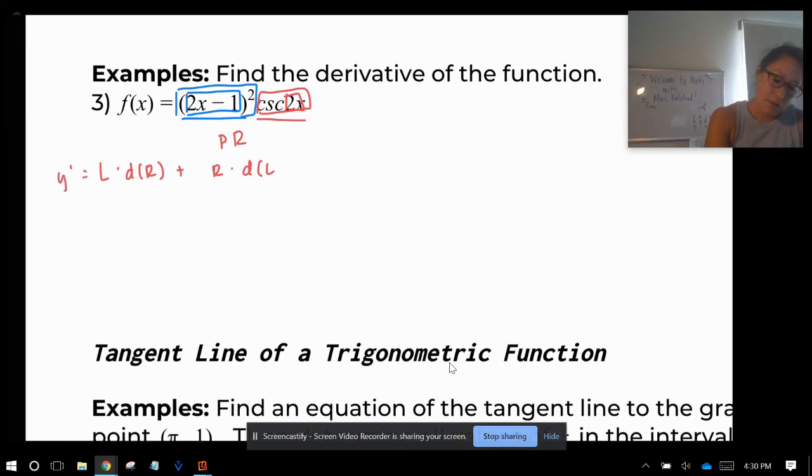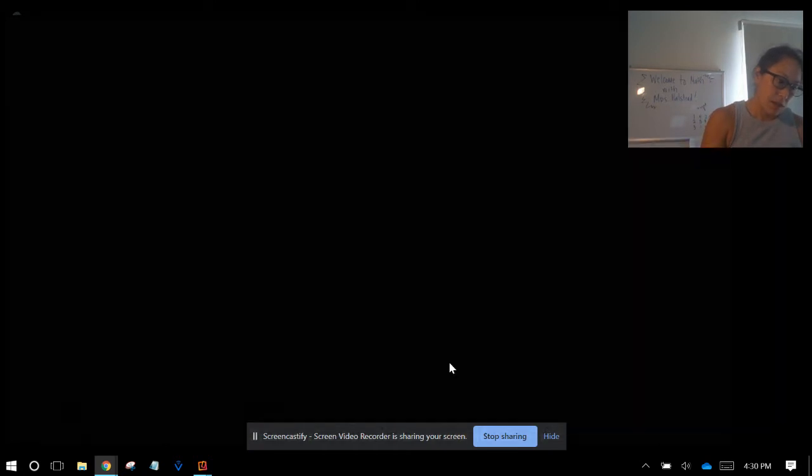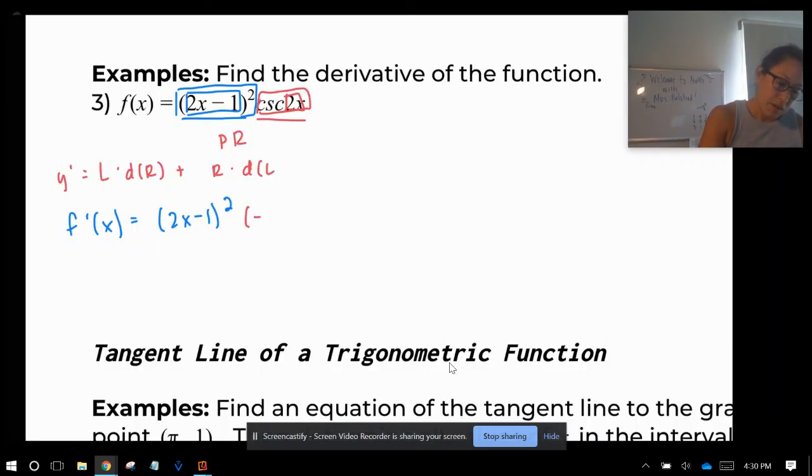Okay, so I'm going to go ahead and start with that. f prime of x is equal to, in the blue, I'm going to take the left factor, which is 2x minus 1 squared, and then take the derivative of the right. The derivative of cosecant 2x using chain rule would be negative cosecant of 2x times the cotangent of 2x times the derivative of the inside, which is 2.